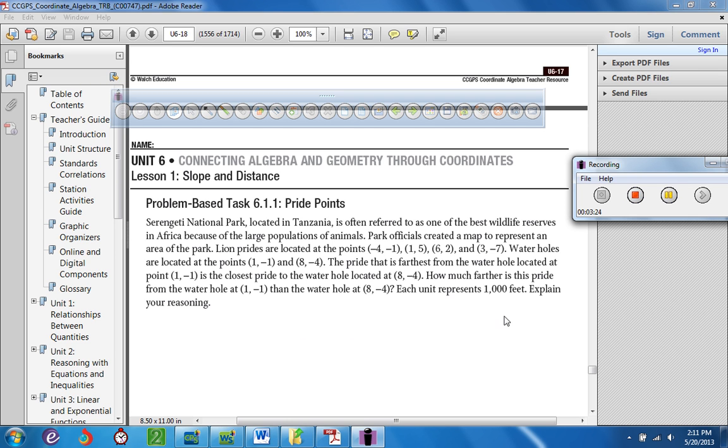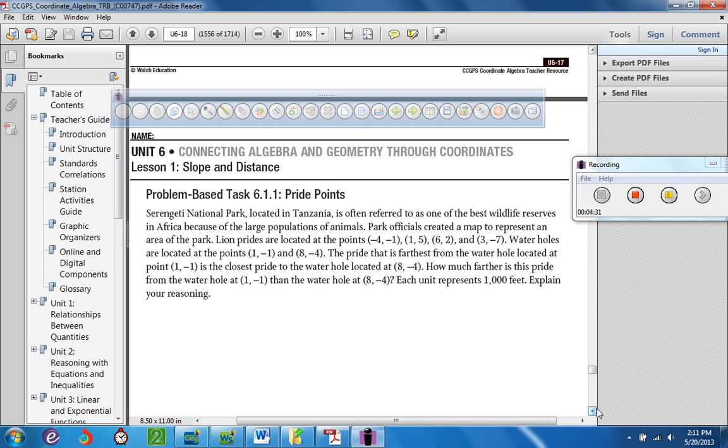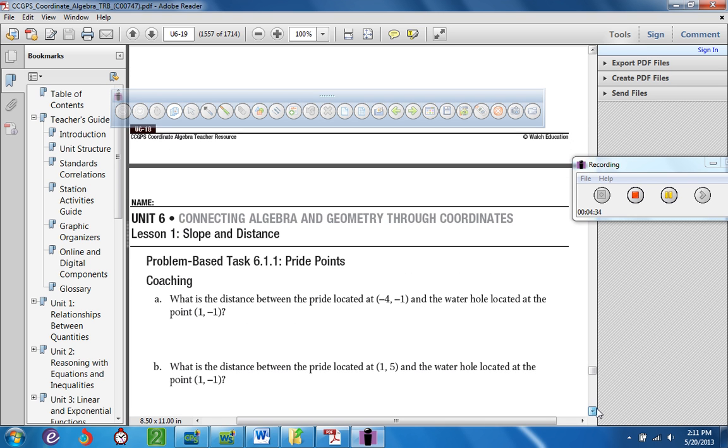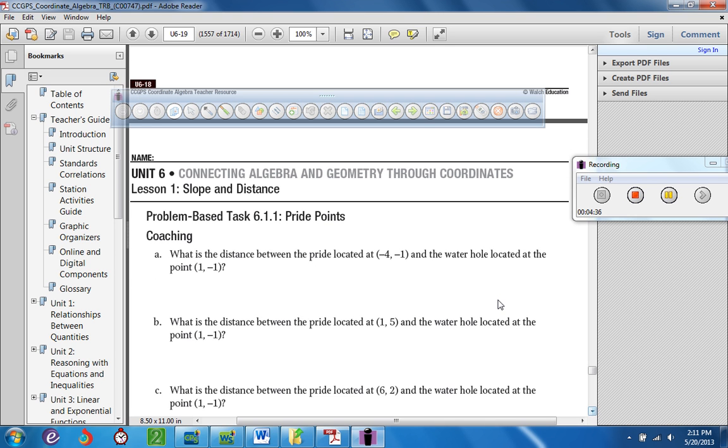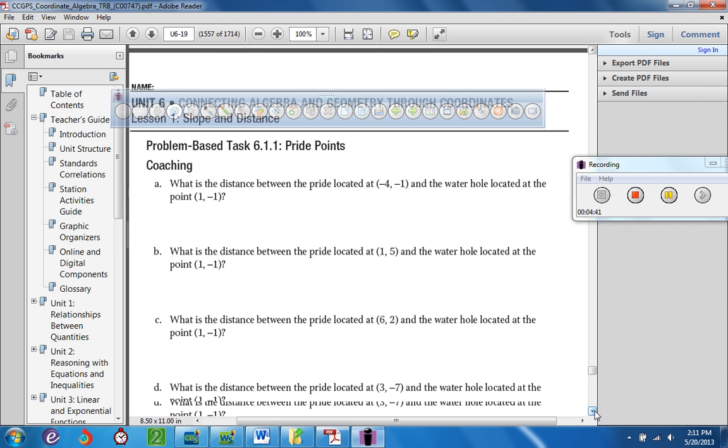Explain your reasoning. Now with this, you're going to go through, and in a second there are some questions that will help walk you through this. But just remember that when you find your hypotenuse, you multiply that number by 1,000 to come up with the actual distance between the points. So take these points, work through this, come up with the distances between them, and then go through these questions.